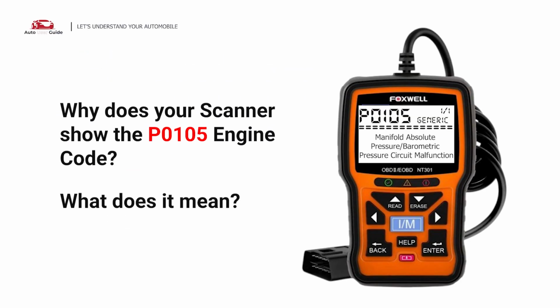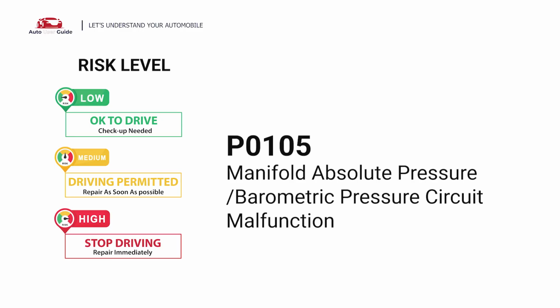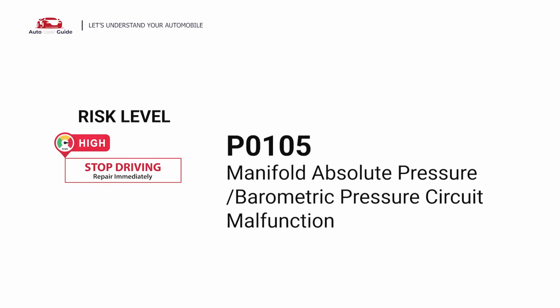Why does your scanner show the P0105 engine code? What does it mean? P0105 is a diagnostic trouble code for manifold absolute pressure or barometric pressure circuit malfunction.